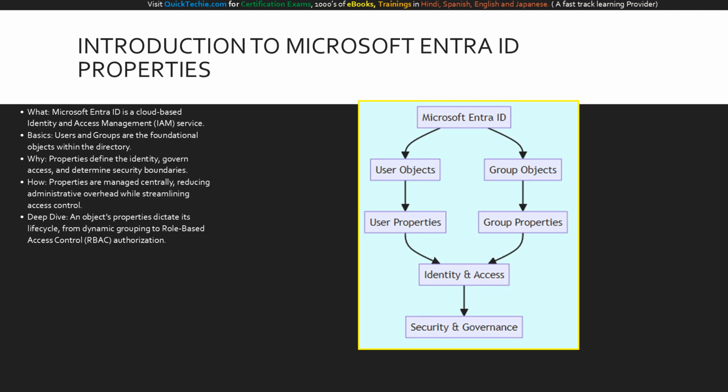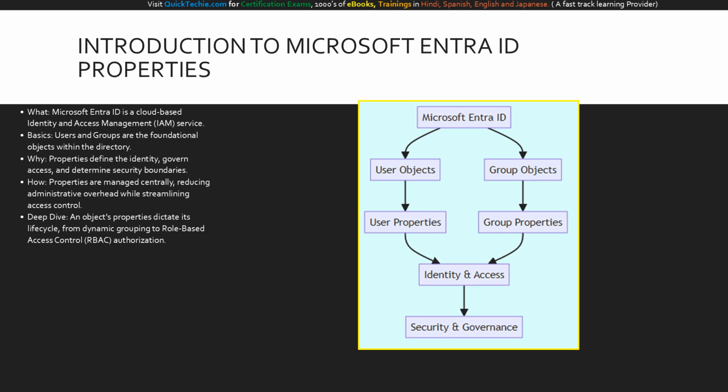Let us begin by understanding what Microsoft Entra ID properties are. As you can see in our first bullet, Entra ID is Microsoft's cloud-based IAM service. At the heart of this system are the objects we manage daily, users and groups. But why do we care about their properties? Our third point highlights that properties are the metadata that define an identity. They govern what a user can access and establish our security boundaries.